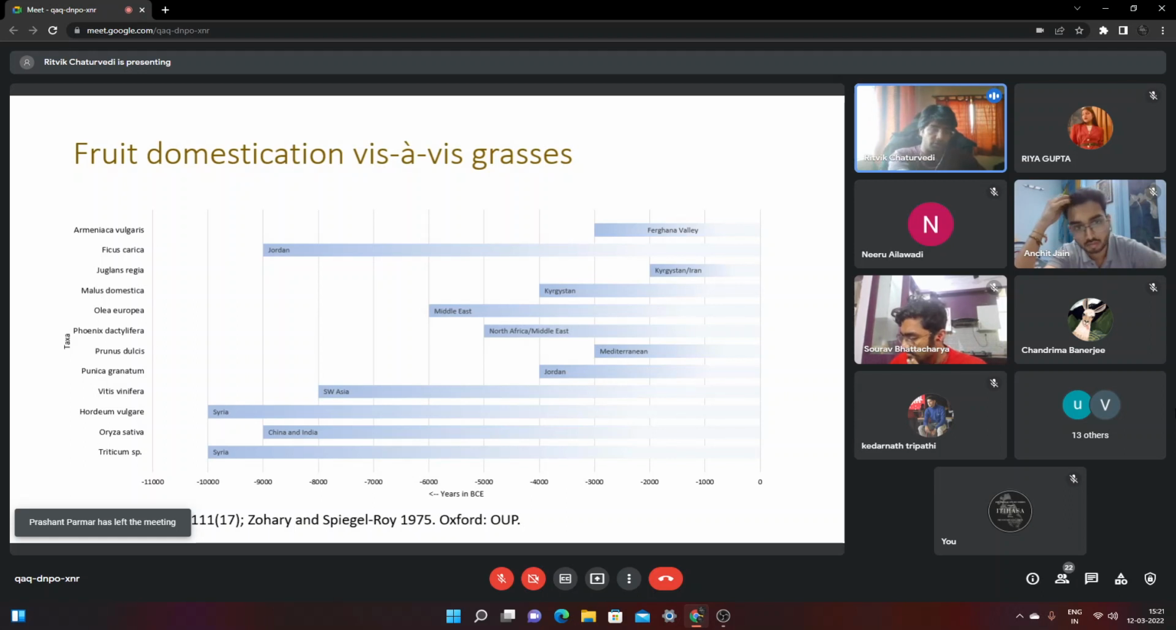If you can see, I'm not sure if you're familiar with the Latin names, Triticum is wheat, Oryza sativa is rice, Hordeum vulgare is barley. These three grasses were domesticated fairly early on. Vitis vinifera, which is grapes. Can you see my cursor? Pomegranates, almonds, dates, olives, apple, walnuts, figs, and apricots. They were domesticated much later in history because of this very reason. They have really long juvenile phases.